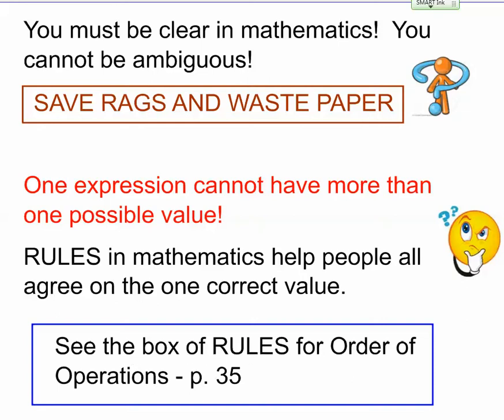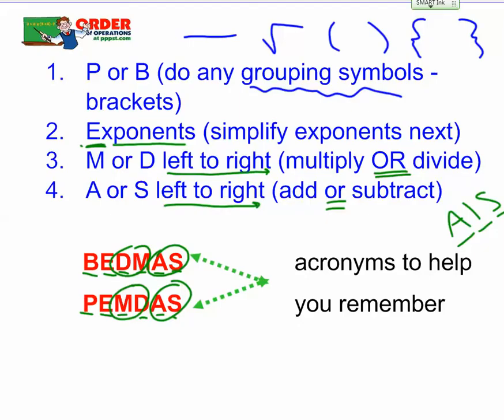And those are in your book on page 35. You can also look right here. So the first thing is you always do the grouping symbols. And there are more grouping symbols than just parentheses or brackets. This is a division bar. Looks like a fraction. Remember, it means take everything on the top and divide it by everything on the bottom.